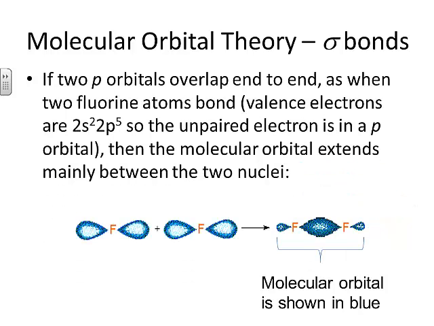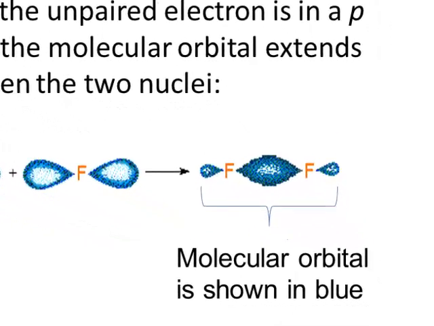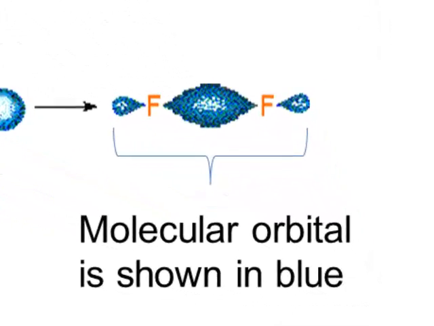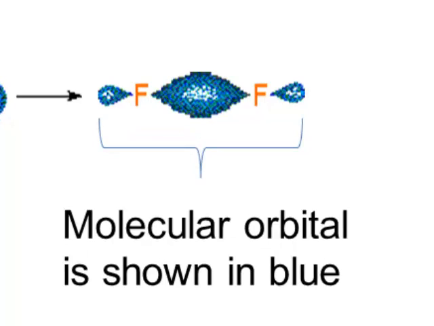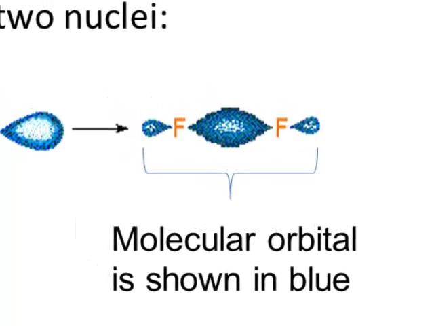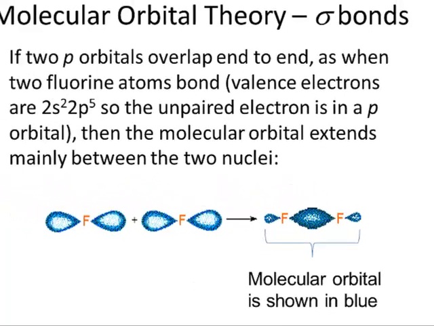Now if we have two p orbitals overlapping end to end, like when those two fluorine atoms bond that we talked about before, recall that those valence electrons are at the 2s2, 2p5 level, so that unpaired electron is in a p orbital. When those two orbitals overlap, the molecular orbital extends pretty much between the two nuclei, as you can see here, with only tiny portions going on the opposite side of the atoms that are bonding.